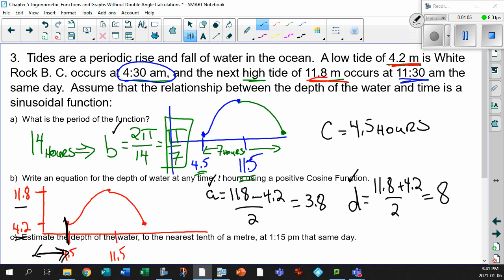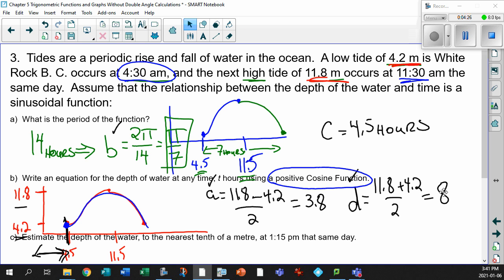Okay, but did you read the question? It says write an equation for the water at any time using a positive cosine function. Ah, dag nabbit. Of course. Think about it. I'm starting here. That would give me a negative cosine function. So in other words, I actually have to start here to give me a positive cosine function.